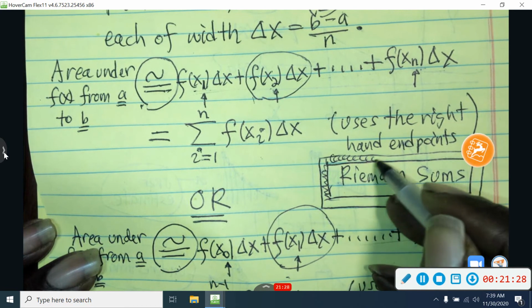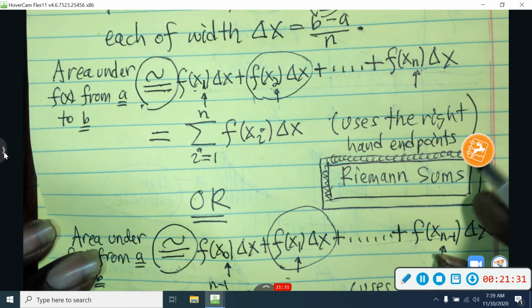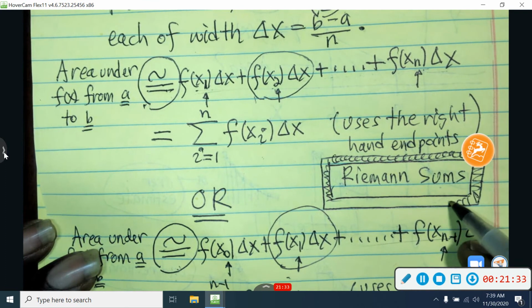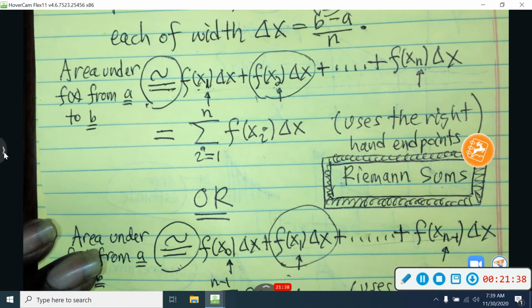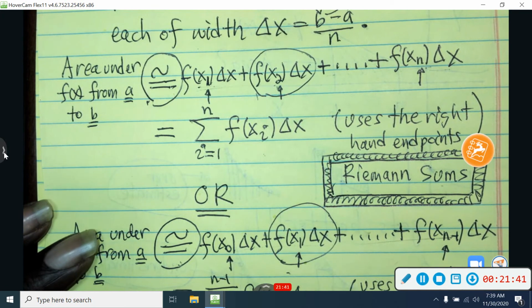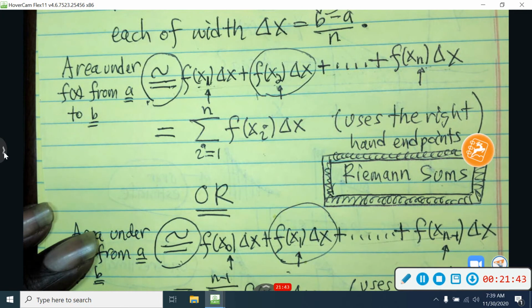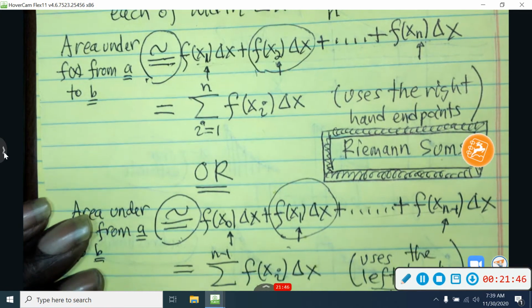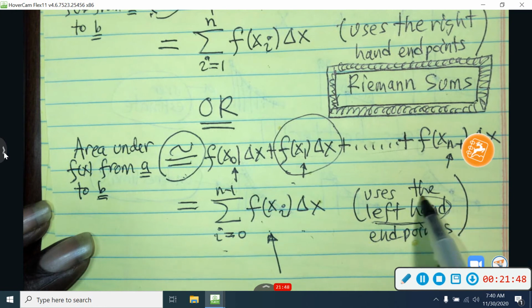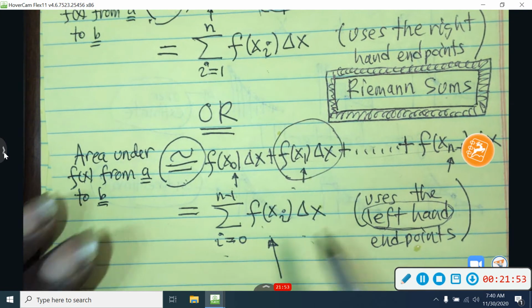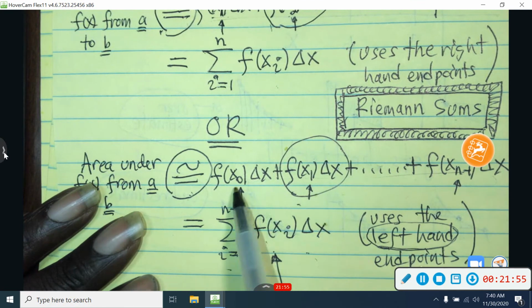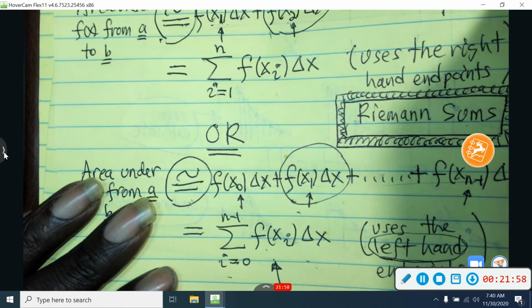If somebody says, compute the Riemann sum for this function on this interval using the left-hand endpoints, then it just means add up the areas of your rectangles using this second one here, because these use the left-hand endpoints. They call them Riemann sums, but they're just sums you're adding. Okay, let's do one.